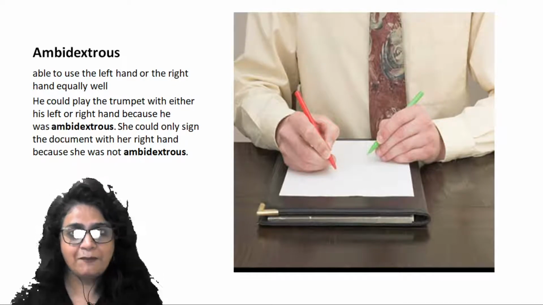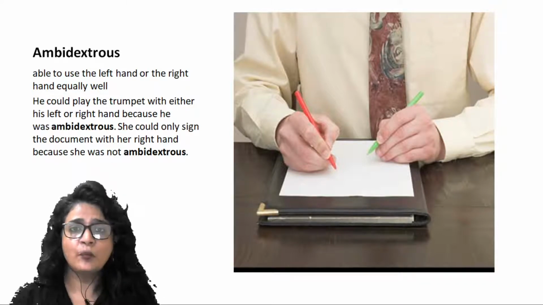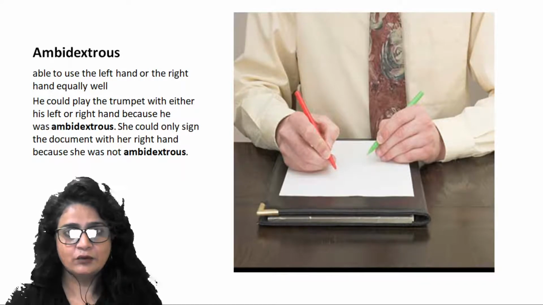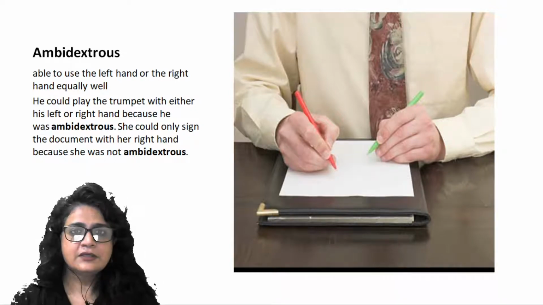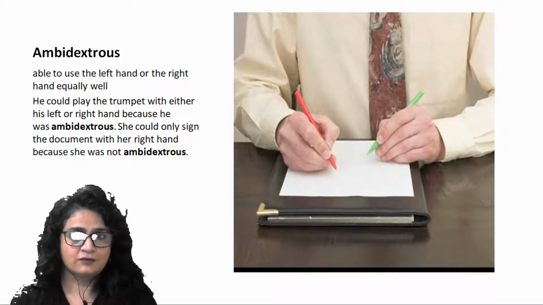I gave you a root, ambi, which comes for both. Ambivalent, I gave you the word. Please try to come up with some more words having this root.